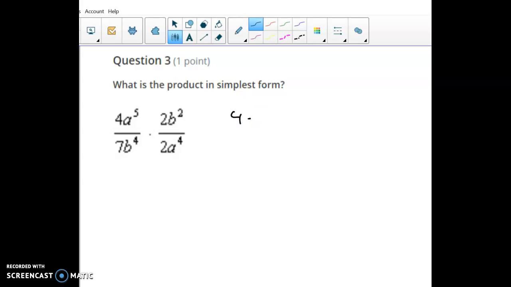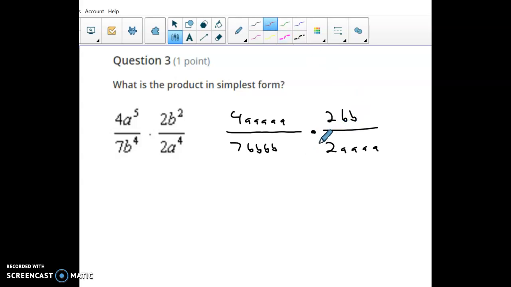4a to the 5th is like 4 with 5 a's right there. And then we have 7b to the 4th, so 4 b's right there. And I'm multiplying that with 2b squared, so b squared is just b times b. And then 2 and then a to the 4th is 4 a's. Right, so I do this because then in my head I can now cancel stuff out.